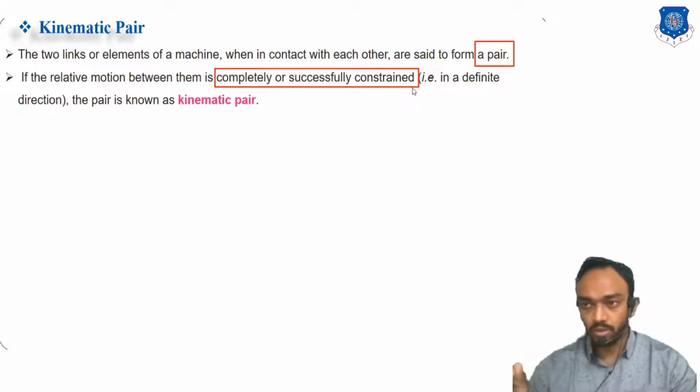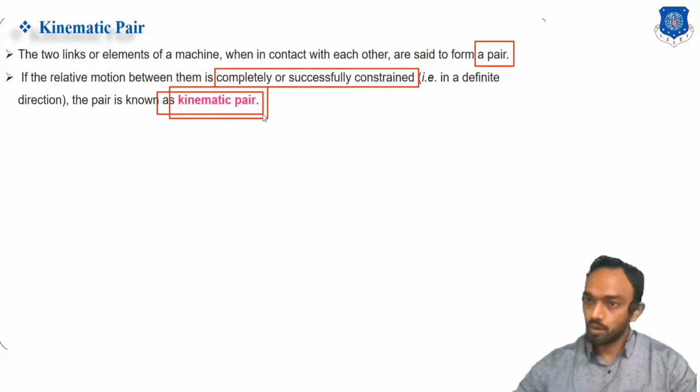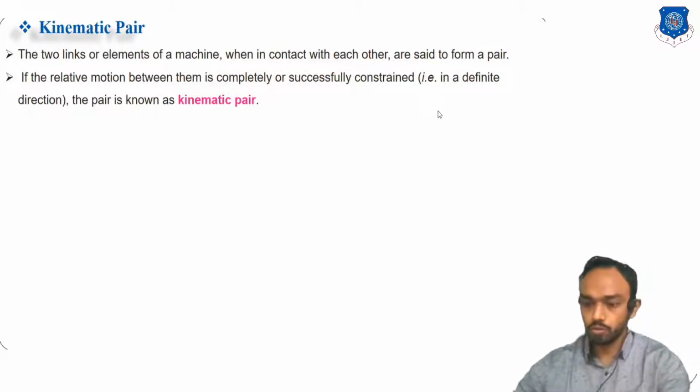What is successfully constrained? If there is a possibility of more than one direction, we apply a force, a spring, or other means to make that motion in only and only one direction. So if the possible motion between these two links, I can say between this pair, is in only and only one direction, then it is known as a kinematic pair. Definite direction means only and only one direction.